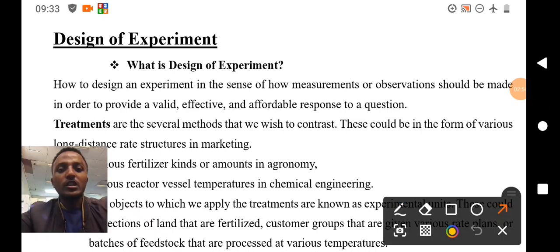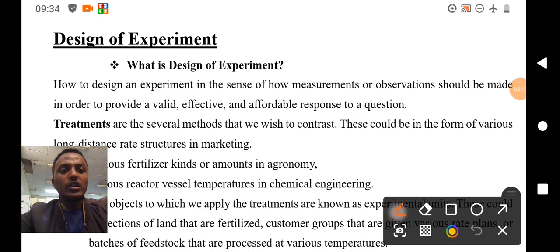We can start from what it says. What is design of experiment? So how to design an experiment? In the sense of how measurements or observations should be made in order to provide a valid, effective, and affordable response to a question.